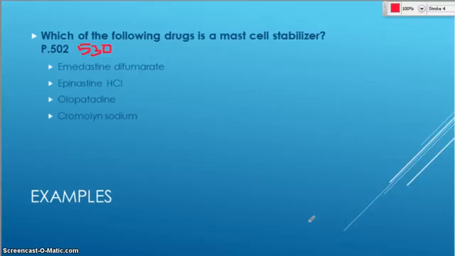Mast cells. Did I have the wrong page number? I may have. Yes, I did. I'm sorry. It should be page 504. There's where the mast cell stabilizers start. And you will see that cromolyn sodium is the one that you want for this one. So cromolyn sodium. So that should be page 504.